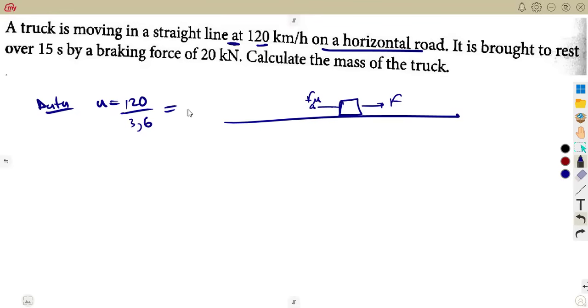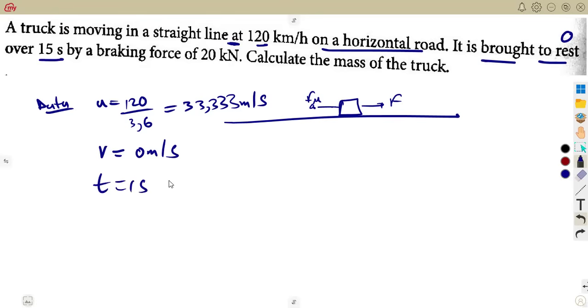All right, this one was going to be 33 point something, 33,333 meters per second. Then we also have, okay, this is horizontal. It is brought to rest, zero. From this, it is moving. So it started from a certain velocity. Now at rest, 0 meters per second. Like I said, guys, at rest, that's 0 there, over 15 seconds. The time you are given is 15 seconds.